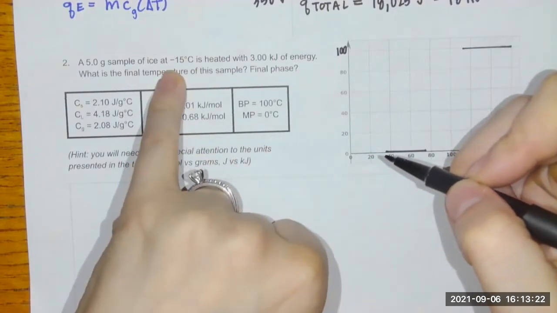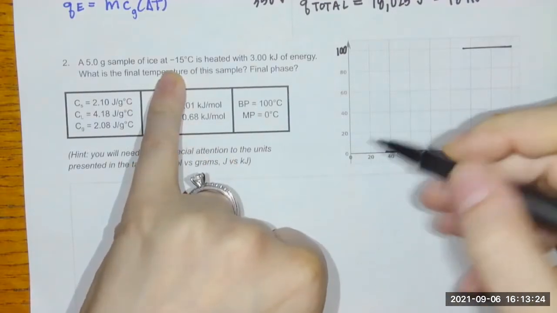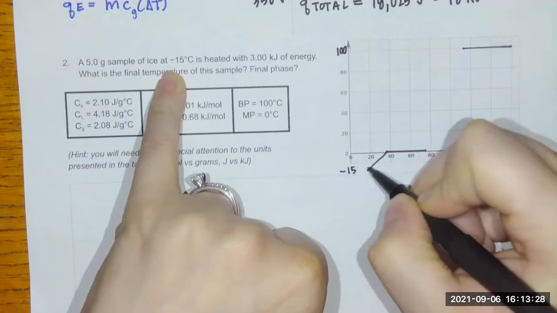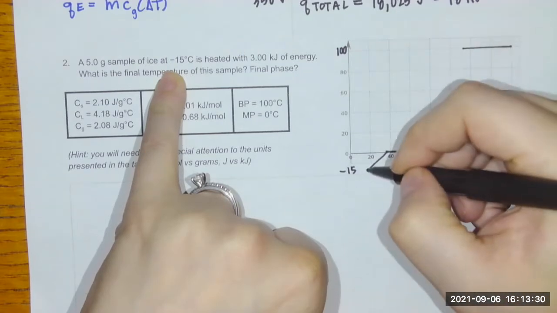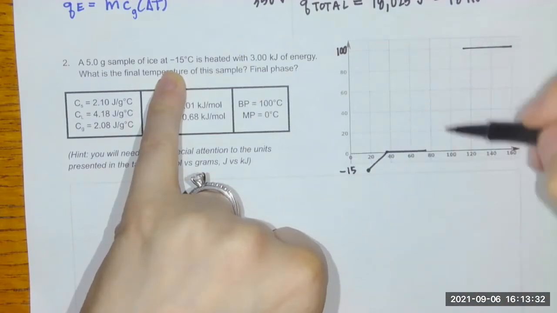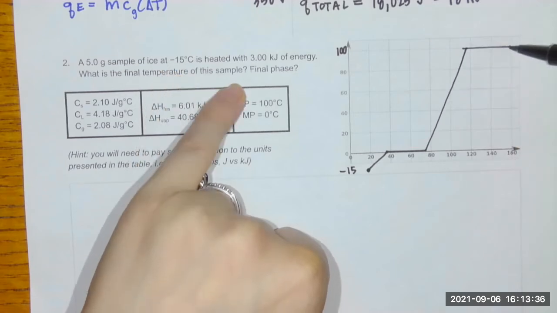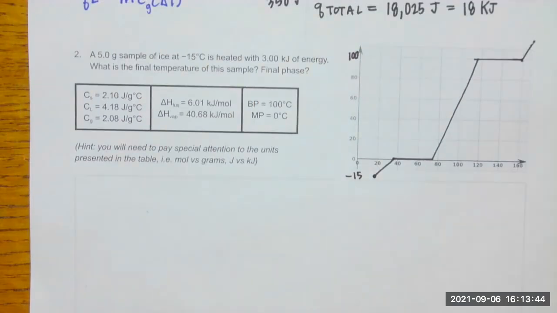We're starting at -15. Who knows where that is because it's not on my graph, but we'll add it. -15 down there. And we'll be heating it up to, oh, we don't know. We don't know how far this heats up. Obviously these lines go on forever, but we don't even know where to stop it.